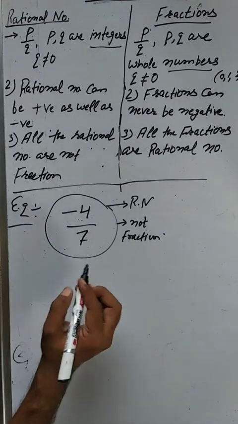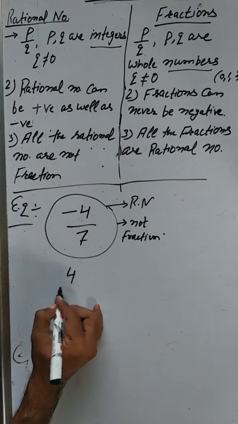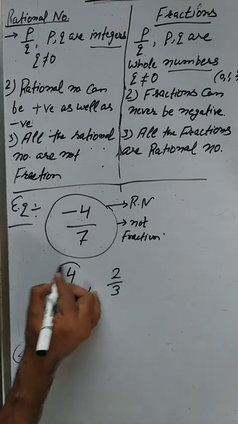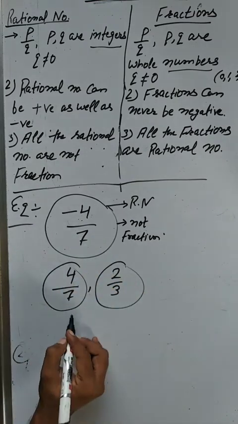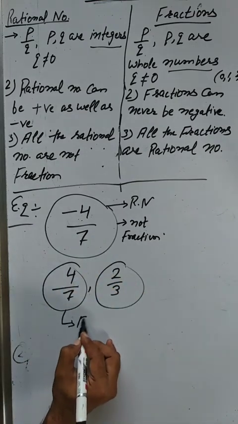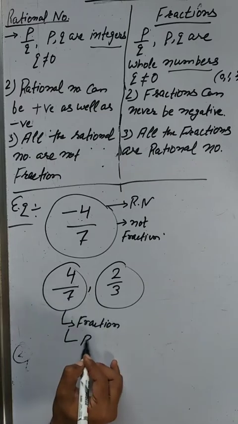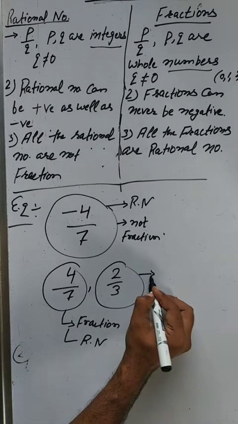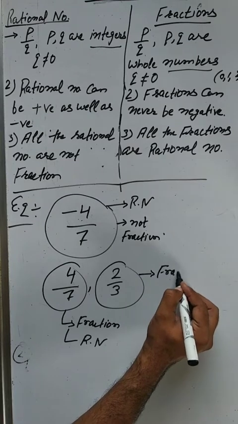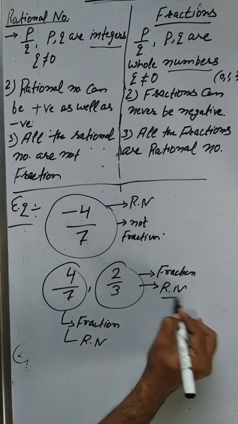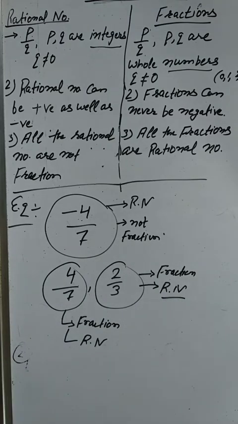Understood? Similarly, beta, if I write 4/7, 2/3, now look, they are fractions as well as rational numbers. Both are fractions as well as rational numbers. Understood? Clear beta? These are the differences between rational numbers and fractions.